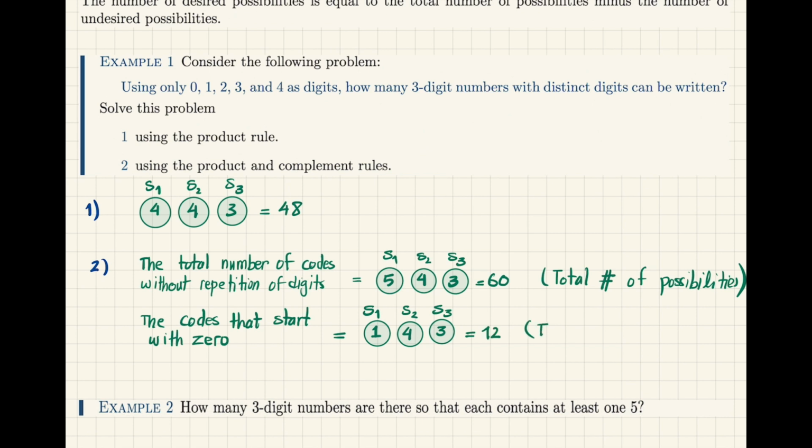Total, this is the undesired, the number of undesired items. So therefore the question mark that I am looking for is 60 minus 12, and this is exactly the same number, 48 again. Of course, in this problem, using the complement rule is not making the problem easier, it's making the problem harder. But sometimes thinking about the complement rule can indeed make the problem easier.